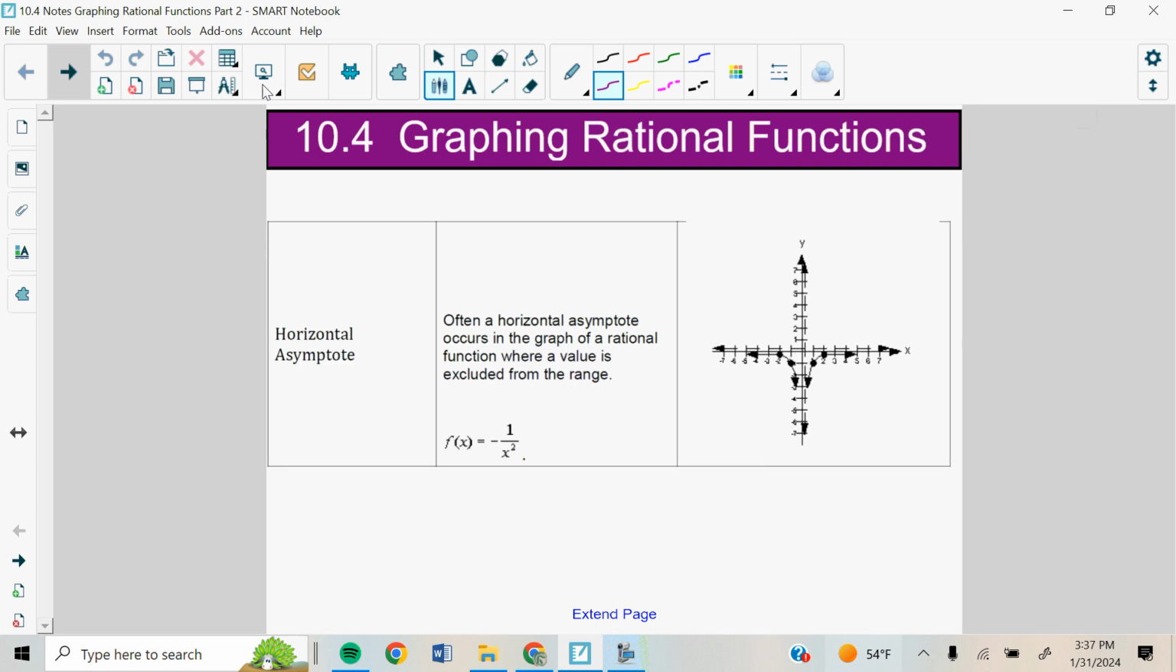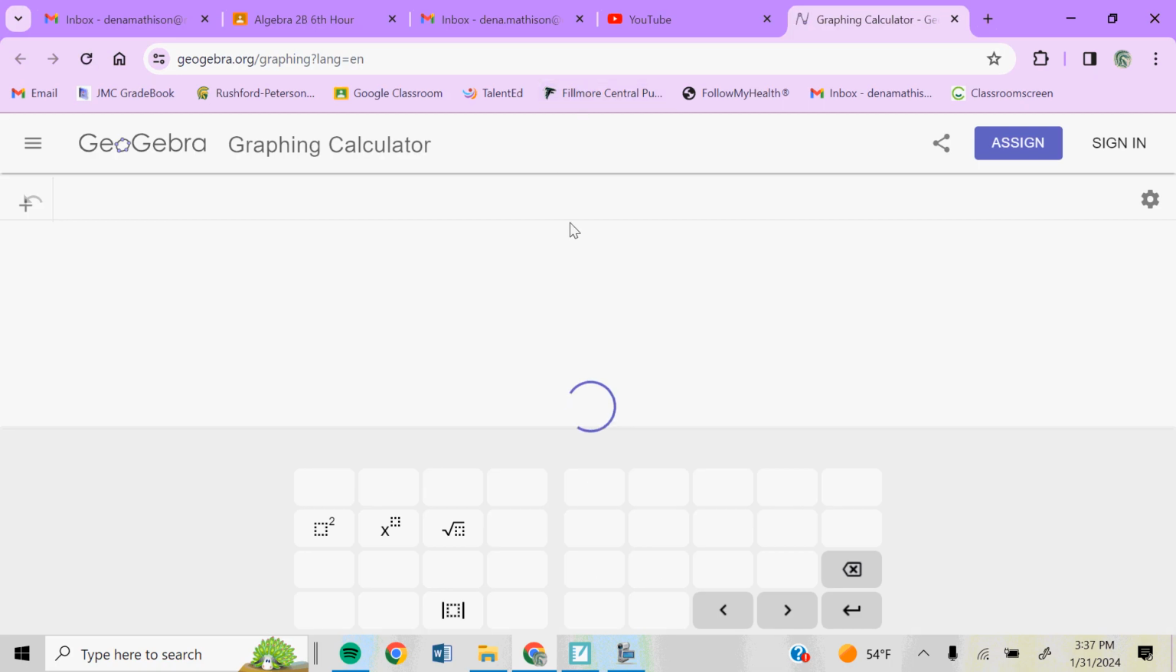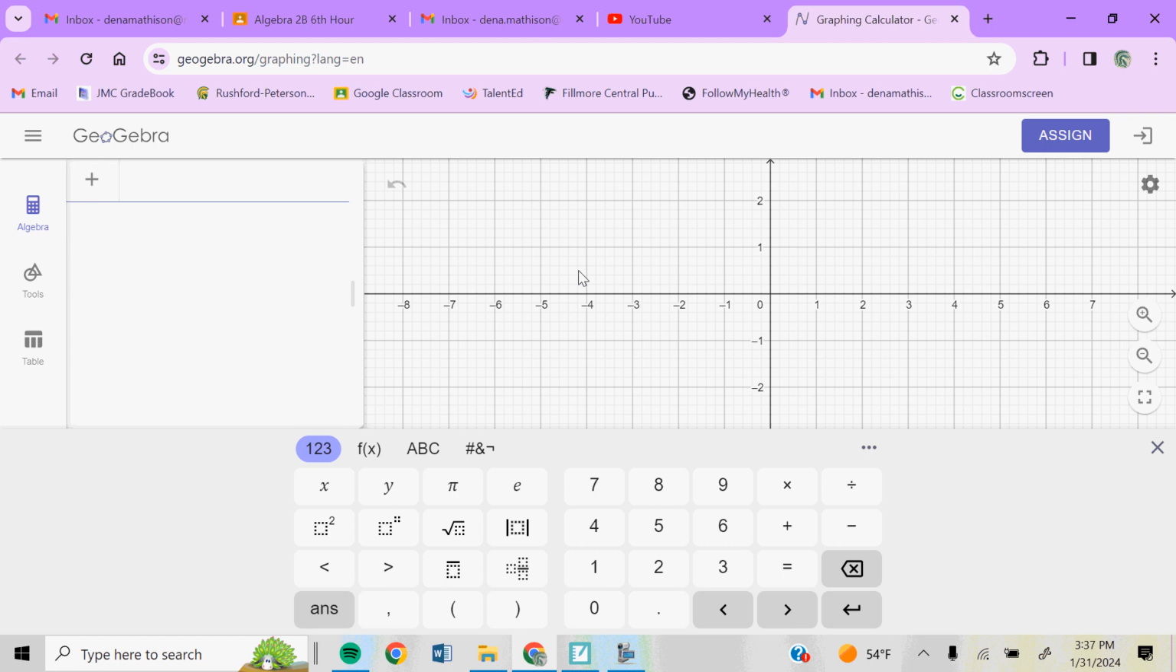So we are going to actually use GeoGebra. And so you can just Google GeoGebra, or if you got the notes, you got the website written in there. And so we're going to go in and use GeoGebra to help us with our functions, and we're going to graph them. So there are 6 of them. And so I'm just going to show you how we want to graph our first one.